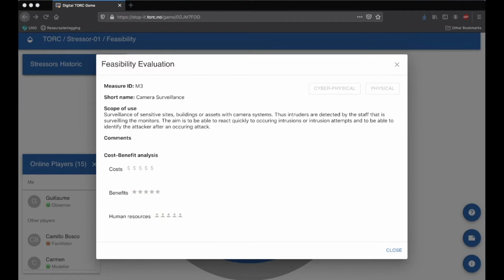Yes, camera surveillance. High cost. In terms of what? A camera costs a lot of money for buying and placing. Yes, if you read the scope of use, it's written that intruders are detected by the staff that is surveilling the monitors. So it seems that here the human resource could be relevant.